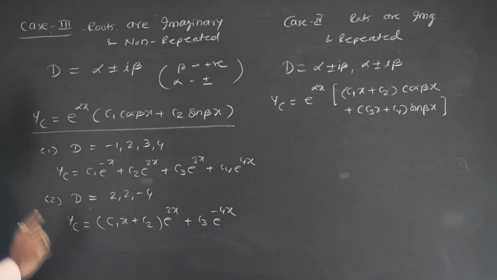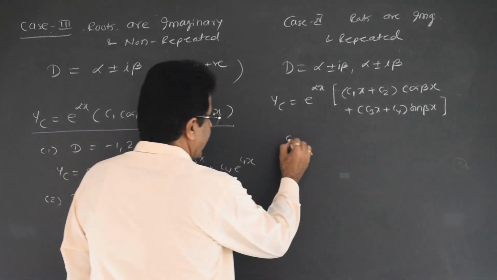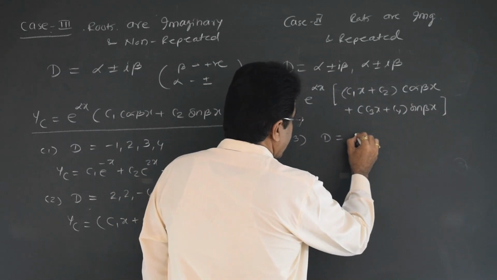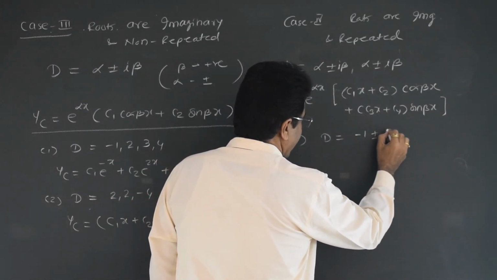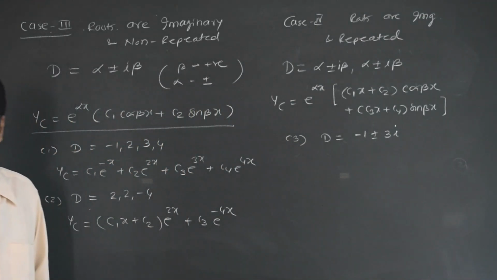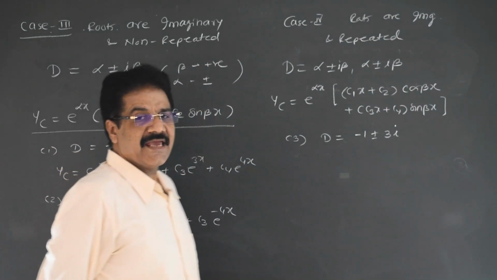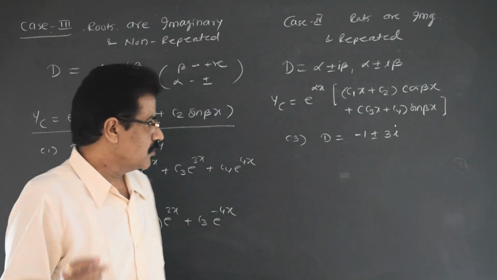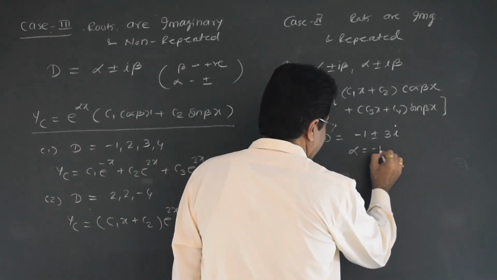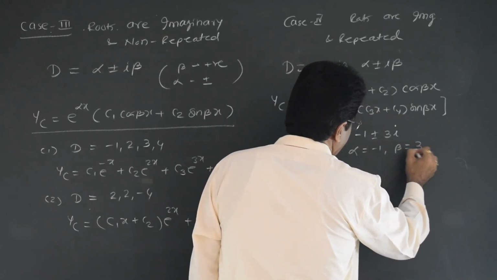So case number 2 is now used. Let us take example number 3. For example, D is equal to minus 1 plus or minus 3i. Now the roots are imaginary and non-repeated. So the values of alpha and beta are always real. So alpha is minus 1 and beta is equal to 3.